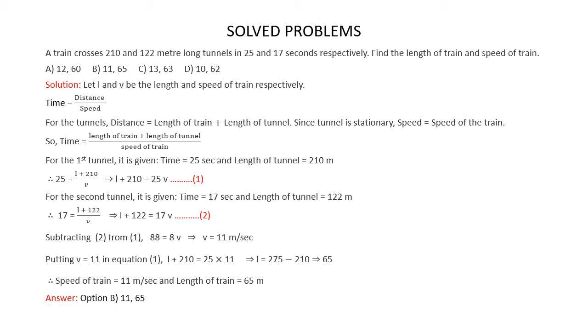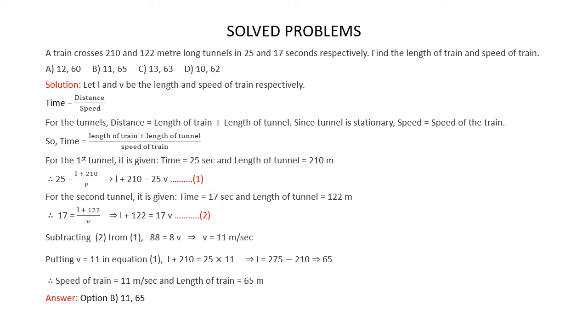So we have 17 is equal to L plus 122 divided by V. On cross multiplication, we get L plus 122 is equal to 17V. This is the second equation. Now subtract the second equation from the first equation.